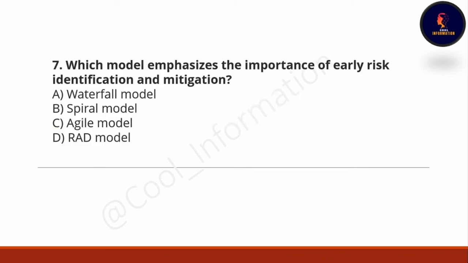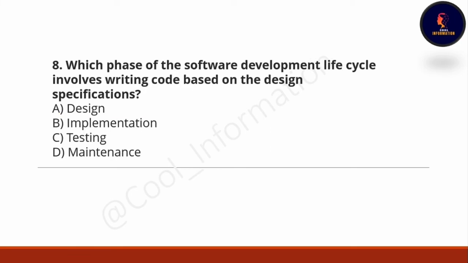Next question, which model emphasizes the importance of early risk identification and mitigation? Options are waterfall model, spiral model, agile model or RAD model. Correct option is option B, spiral model. Next question, which phase of the software development life cycle involves writing code based on the design specification? So actually implementation is that phase in the software development life cycle.